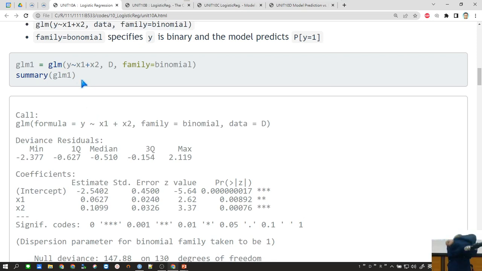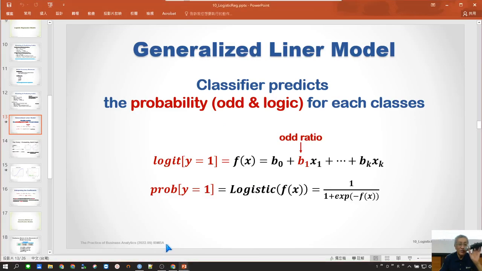But after you have these coefficients, when you want to use them to calculate the probability of y equal to 1, there are some mathematical details. You don't really need to know the details of this mathematics, but you need to know some basic knowledge before you can interpret the coefficients correctly. So let's take a look at this.